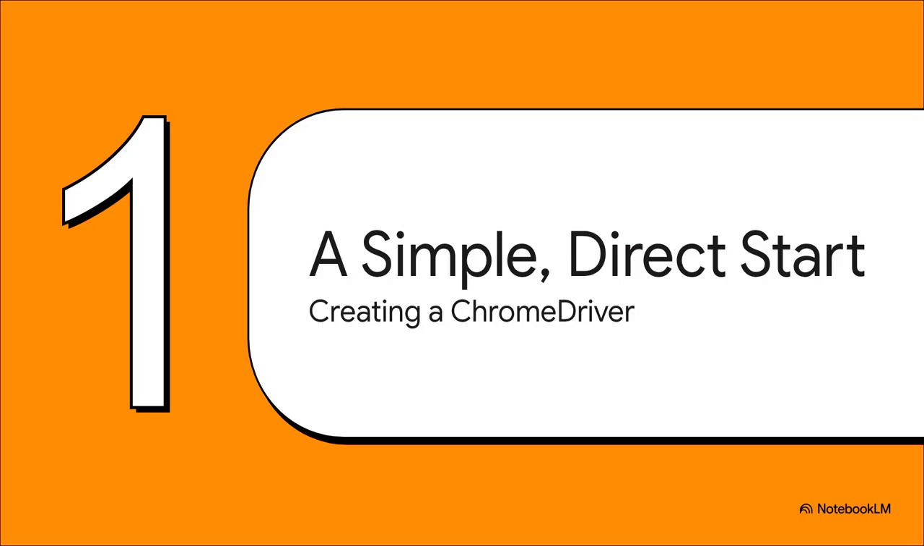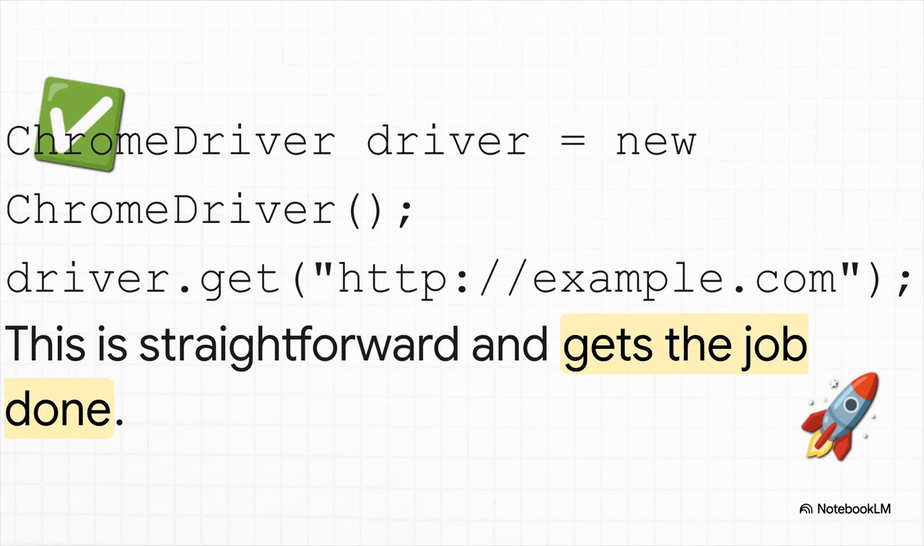So when we first start writing a Selenium test, the code is usually beautifully simple. All we're trying to do is open up a Chrome browser and get it to do something for us. You write this one line, you're directly creating an object specifically for Chrome. And then, bam! You can immediately start using methods like .get to navigate to a website. It's direct, it's easy to understand, and hey, it works.